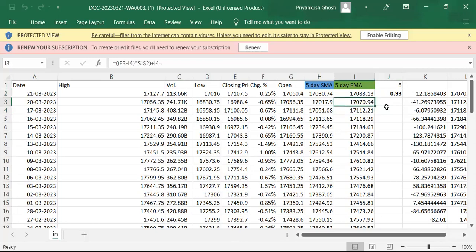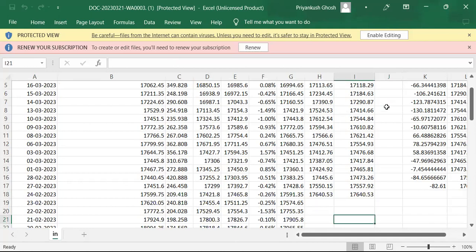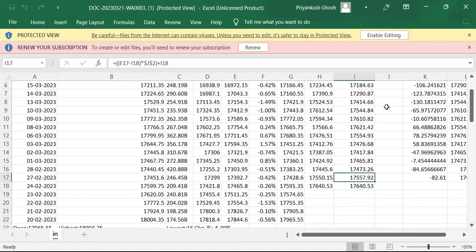This is called a smoothing factor. Okay, so this smoothing factor is a basic major difference between simple and exponential moving average. What does this smoothing factor do? Okay, so now what is the formula?